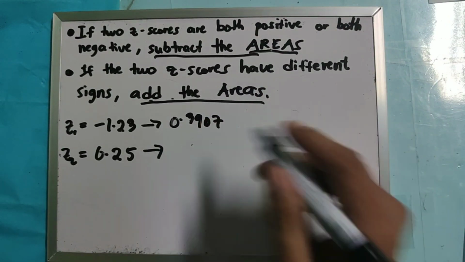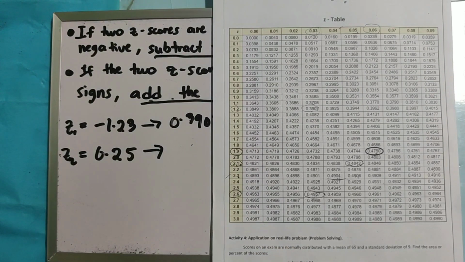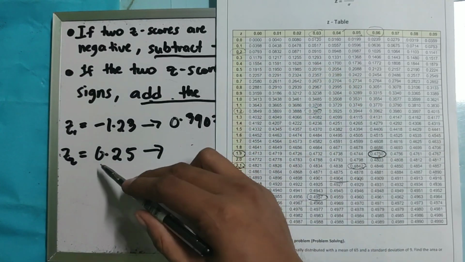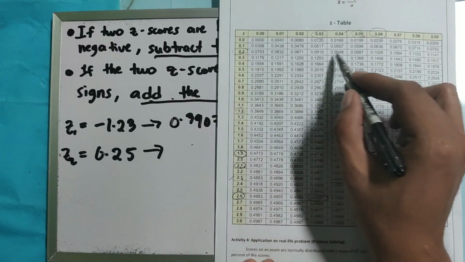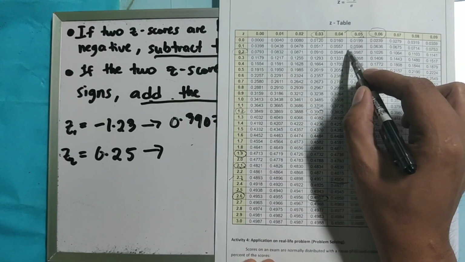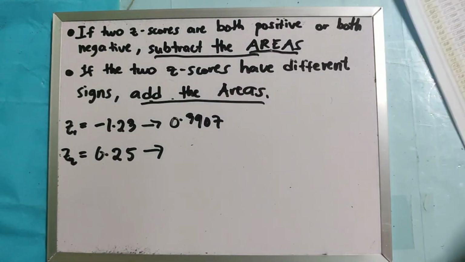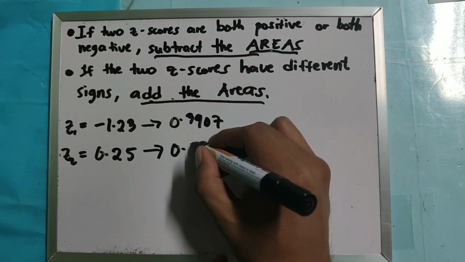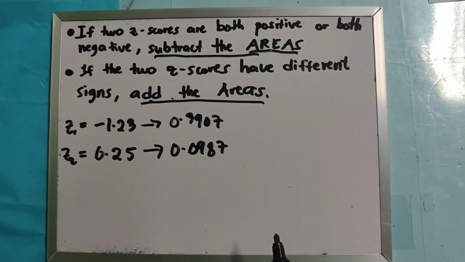While the area of 0.25, okay, 0.25, nasaan si 0.2? Ito, 0.2 is here, and 0.05 is here. So connect natin. So the area is 0.0987. So the area of 0.25 is 0.0987. Tapos na natin makuha ang kanilang areas. So we now focus on the rule.